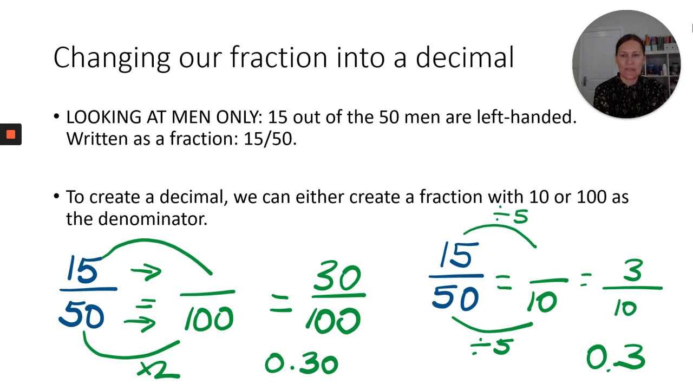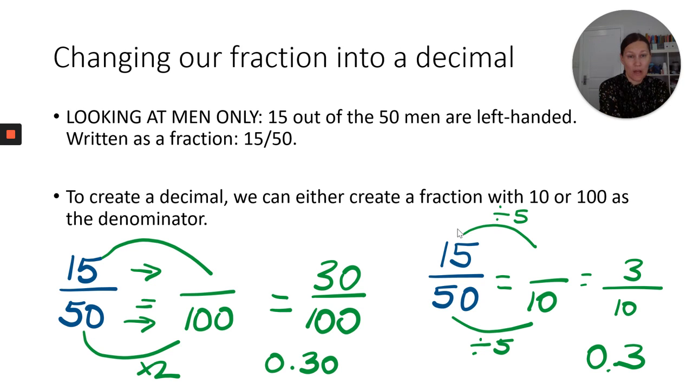First of all, I've looked at the decimal coming from the fraction 15 over 50, and you can see that I know that to create 100 down here, I need to multiply 50 by 2. Whatever we do to the bottom, we have to do to the top. So 15, what do we do to the top? Multiply 15 by 2 and we get 30 out of 100. So that would be 0.30. Now remembering, we don't need to put the 0 at the end. We could just write 0.3. 0.30 is fine as well.